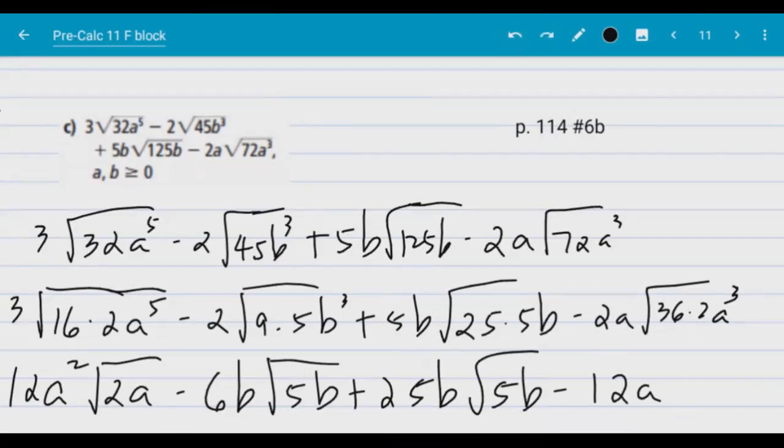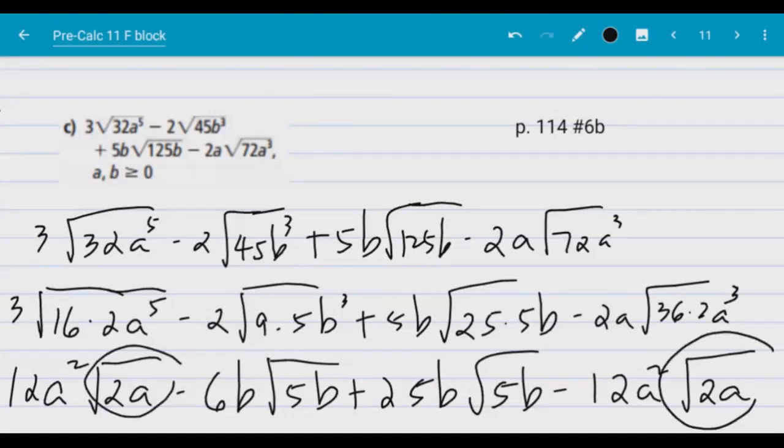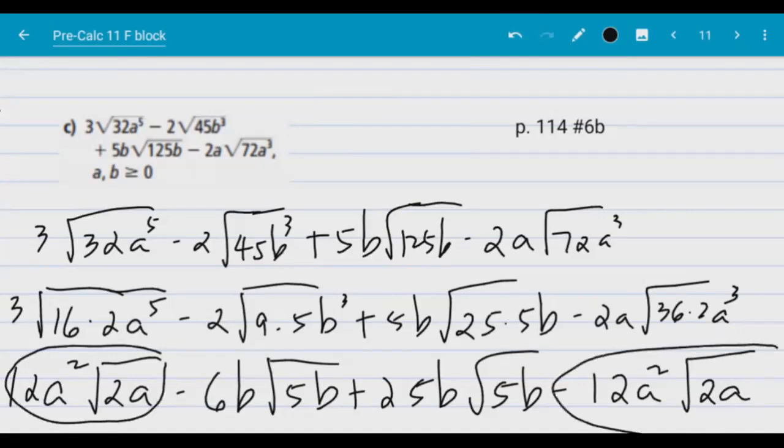What else can come out? This a cubed is a squared times a, so you have another a to come out. You multiply by the a originally outside, so that's a squared times the square root of 2a. Okay, so let's see. Which ones have a root of 2a? This one and this one, and there's an a squared with it. So 12a squared minus 12a squared. Ooh, this one and this one becomes a 0.